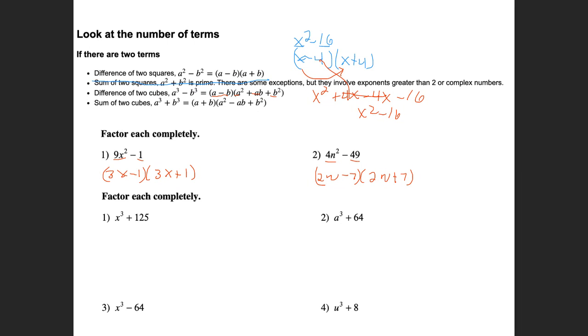Okay, so here I have the sum of 2 cubes. What is the cube root of x cubed? That's just x. What is the cube root of 125? That's 5. So, because this is my a value and my b value, this is going to be x plus 5, and then my a term squared, so that's going to be x squared, minus a times b, so that's 5x, plus my b squared, so that's 5 squared, which is 25. So that's a sum of cubes.